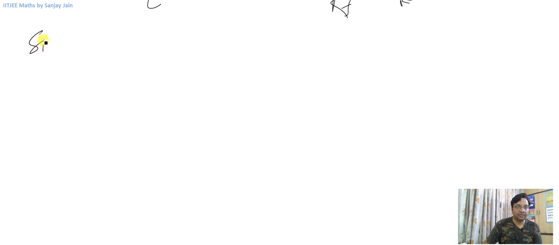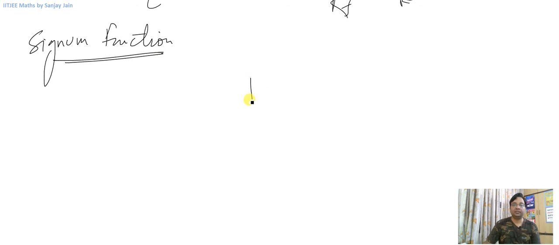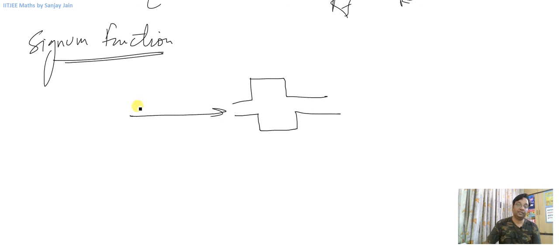Next function that I am going to discuss is the SIGNUM function. What is special about this function is, let us say I put anything positive inside it, it will give me 1 as my output. Okay, so let me write it here.